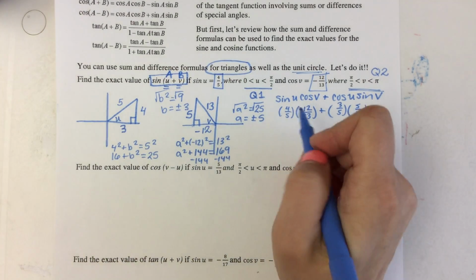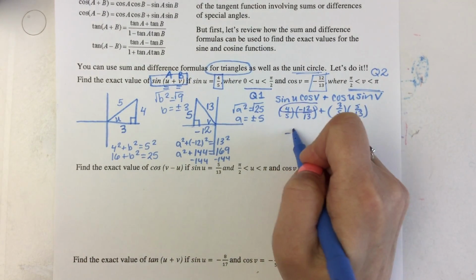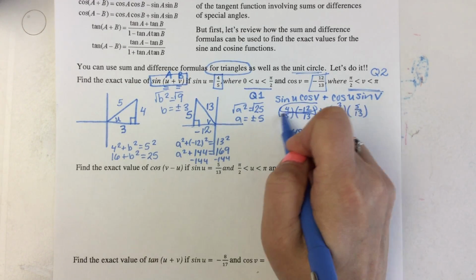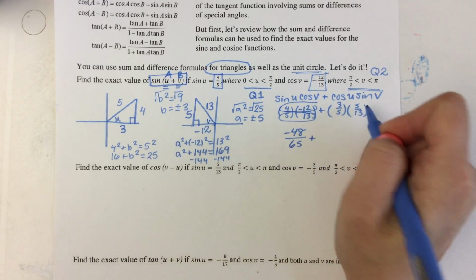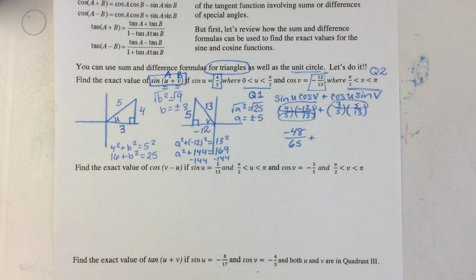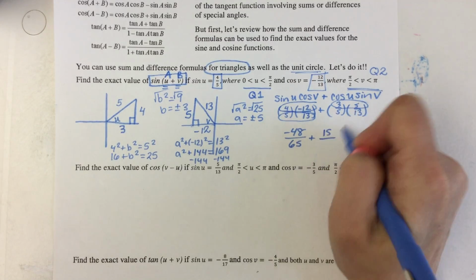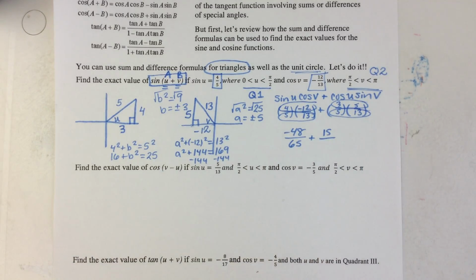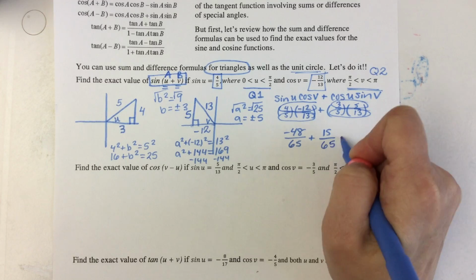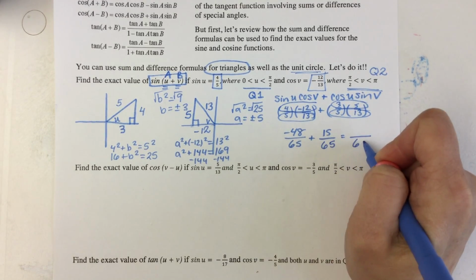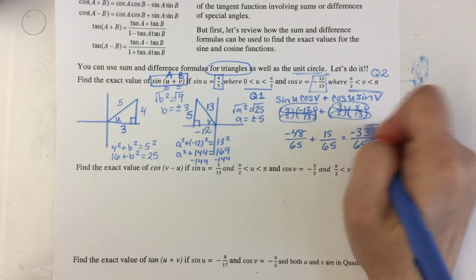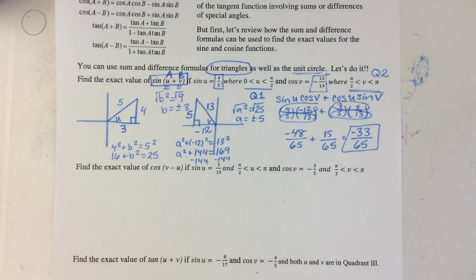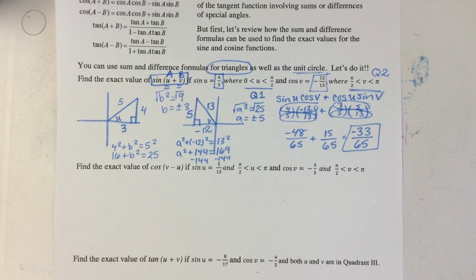You multiply before you add. Top times top, so that's negative 48. Bottom times bottom, 5 times 13 is 65. Plus, top times top, 3 times 5 is 15, over bottom times bottom, 5 times 13 is 65. I have a common denominator, it's 65. Negative 48 plus 15 is negative 33. So that is the sine of angle U plus angle V.